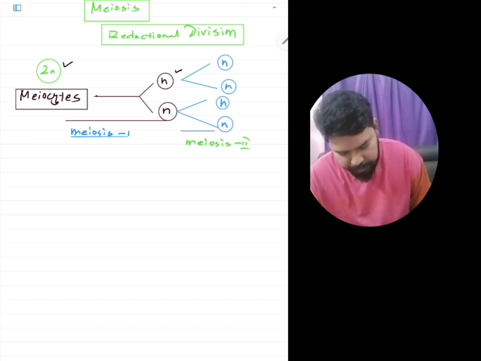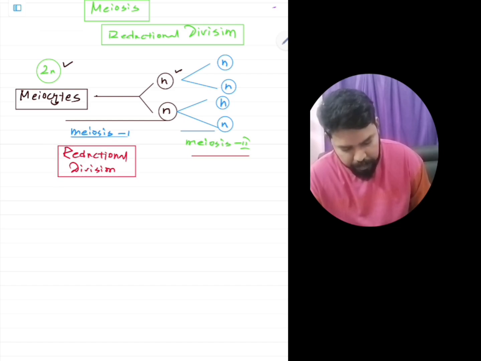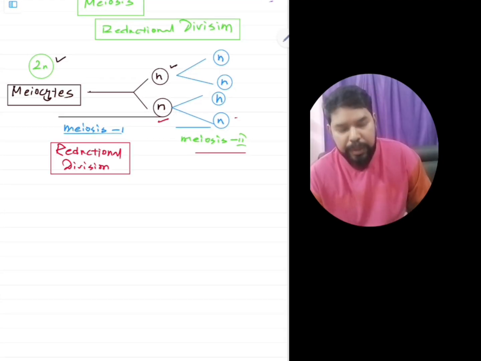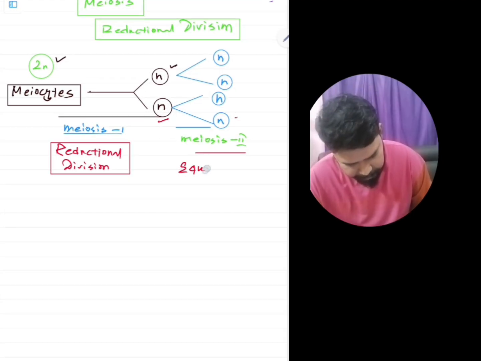This meiosis 1 you can call a reductional division. And in this meiosis 2, you have noticed the number of chromosomes remains as it is from here to here. So this meiosis 2 is called an equational division.